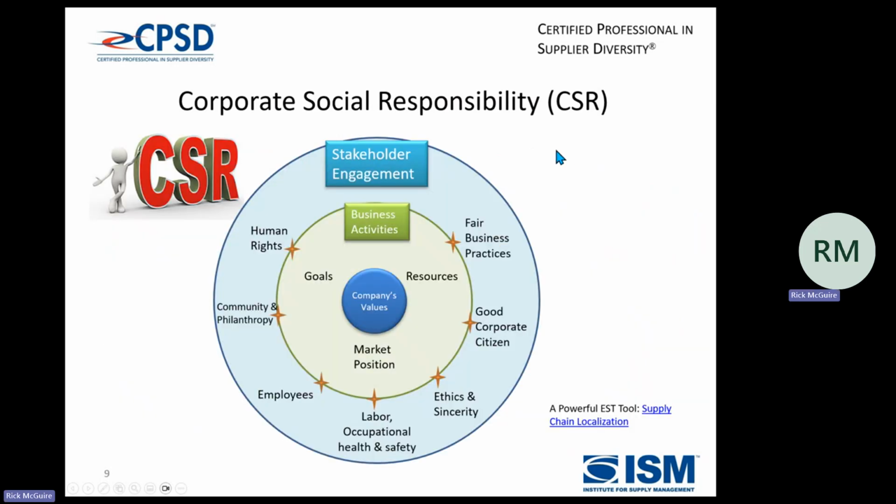Corporate social responsibility. Companies' values are at the center, which are goals, resources, and market position. They all affect the company's values. Business activities are on this line around here. And then stakeholder engagement on the outside circle. I guess business activities is the inside circle. Goals, resources, and market participation. And then these are the stakeholder engagement issues.